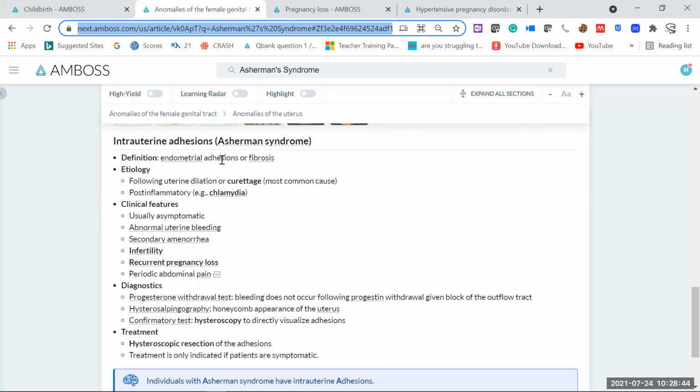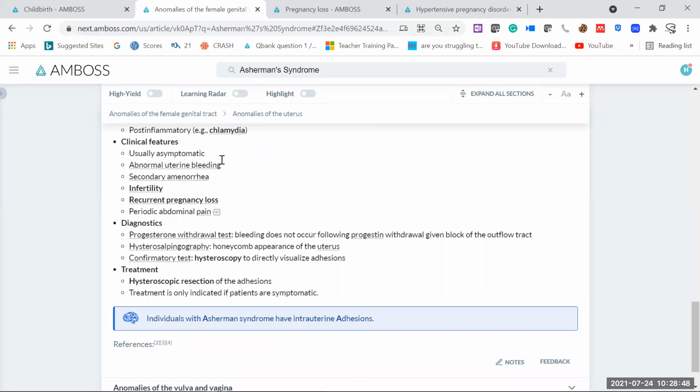For the treatment option, we have hysteroscopic resection of the adhesions if it's possible. We can go for the adhesiolysis. We can do the resection of the adhesions. Treatment is only indicated if patients are symptomatic. But if the patient is not symptomatic, we will not do anything. For example, if the patient's family is complete, you don't need to do anything. Only symptomatic patients should undergo this adhesiolysis. Other than that, we don't want that.